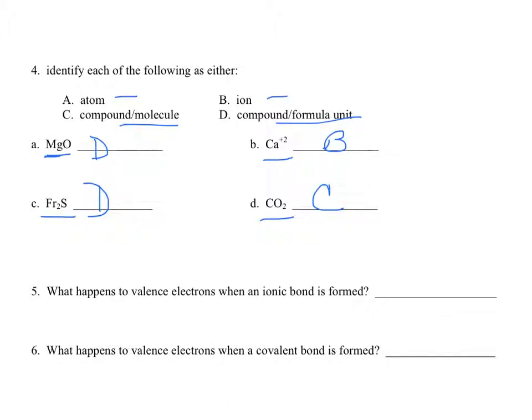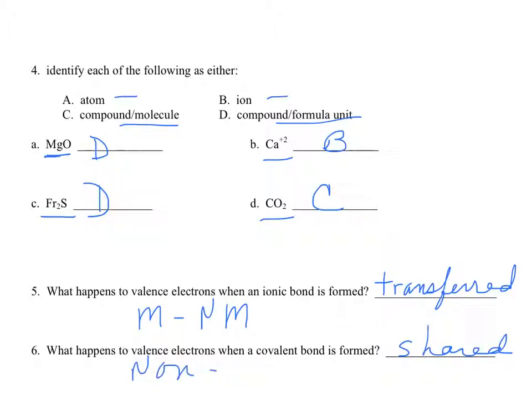Number 5, what happens to valence electrons when an ionic bond is formed? They are transferred. From the metal to the nonmetal. When a covalent bond forms, they are shared between nonmetals.